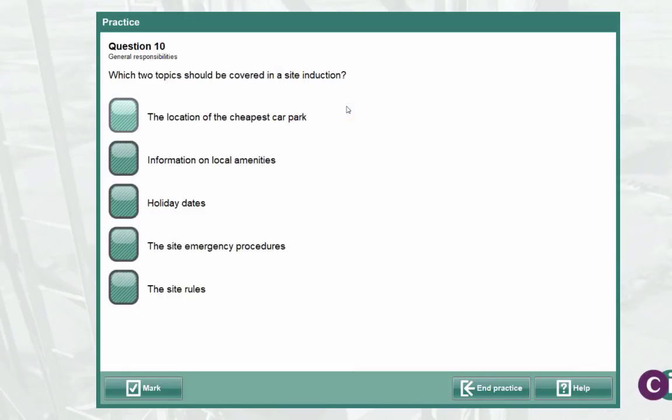Which two topics should be covered in a site induction? The location of the cheapest car park, information on local amenities, holiday dates, the site emergency procedures, the site rules.